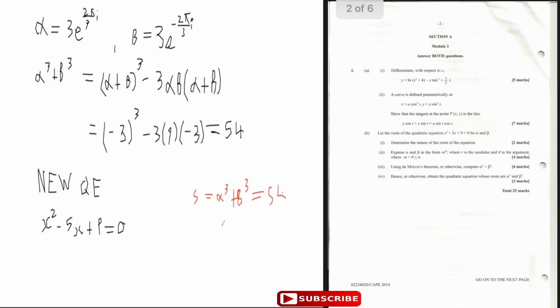And then their product is going to be alpha beta all cubed. The product of alpha beta all cubed is going to be alpha times beta, which is what again? Alpha times beta is 9, so the product is going to be 9 cubed. 9 cubed is 729.